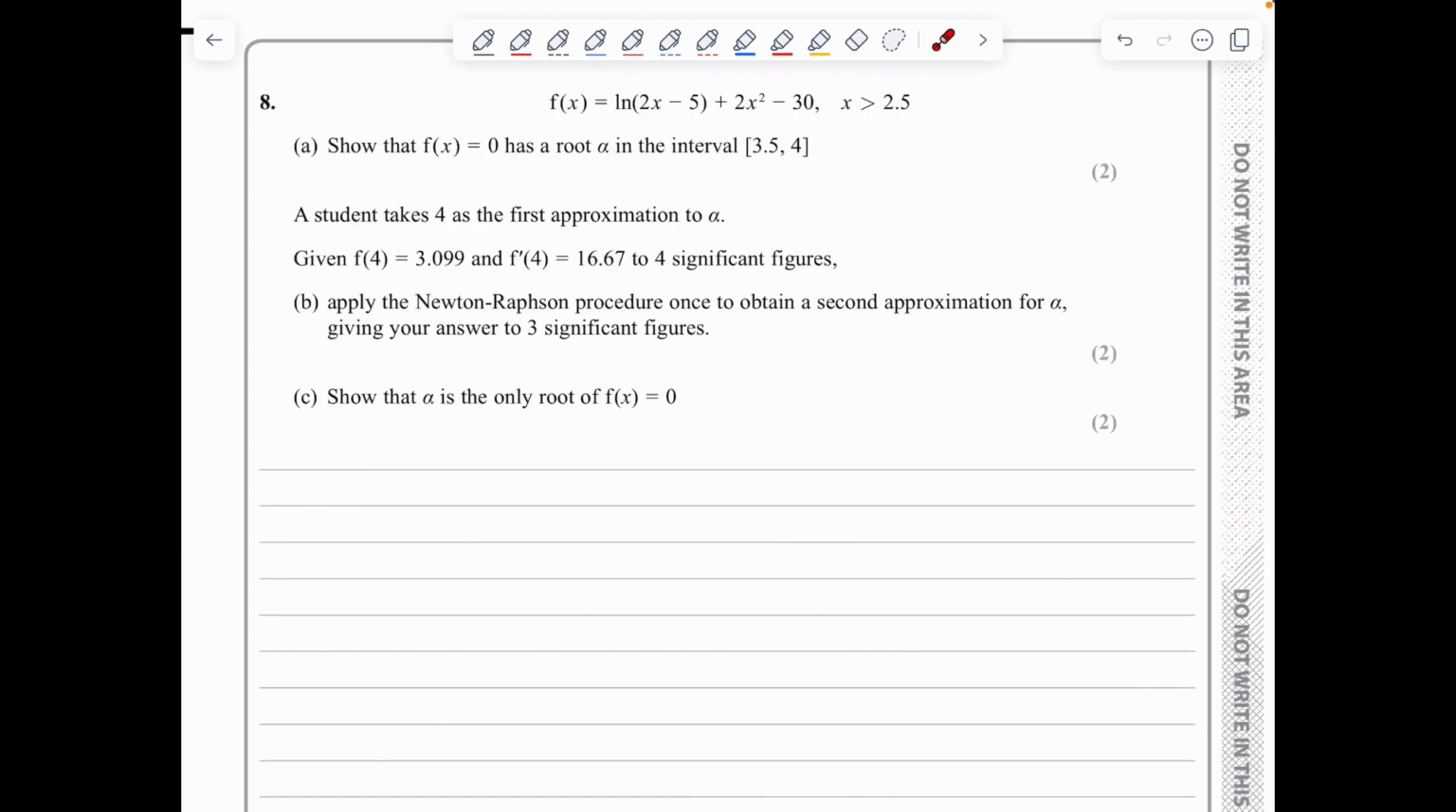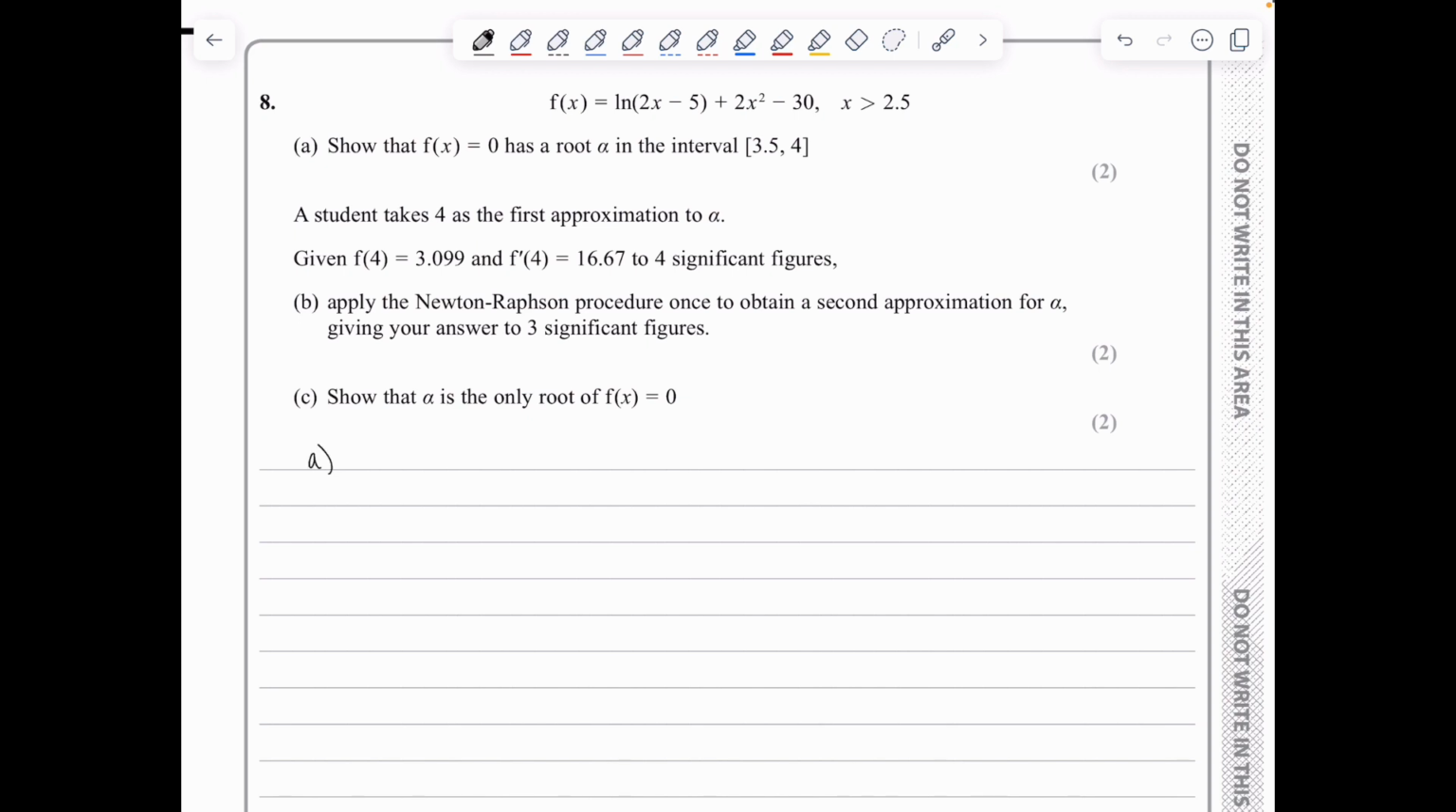In question 8, we've got f of x being ln of 2x minus 5, plus 2x squared minus 30, for x being greater than 2.5. And we need to show that f of x equals 0 has a root alpha in the interval from 3.5 up to 4. So we are looking for a change of sign here.